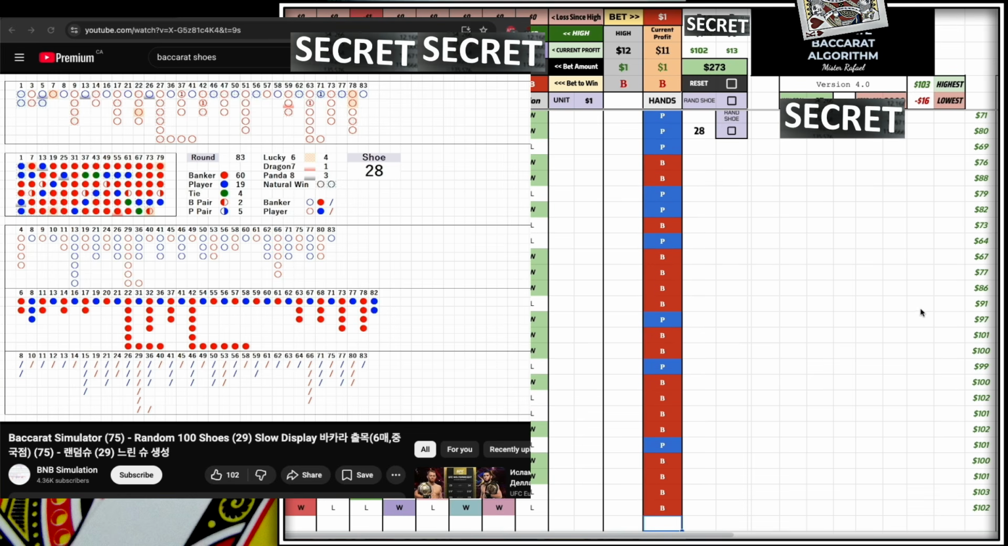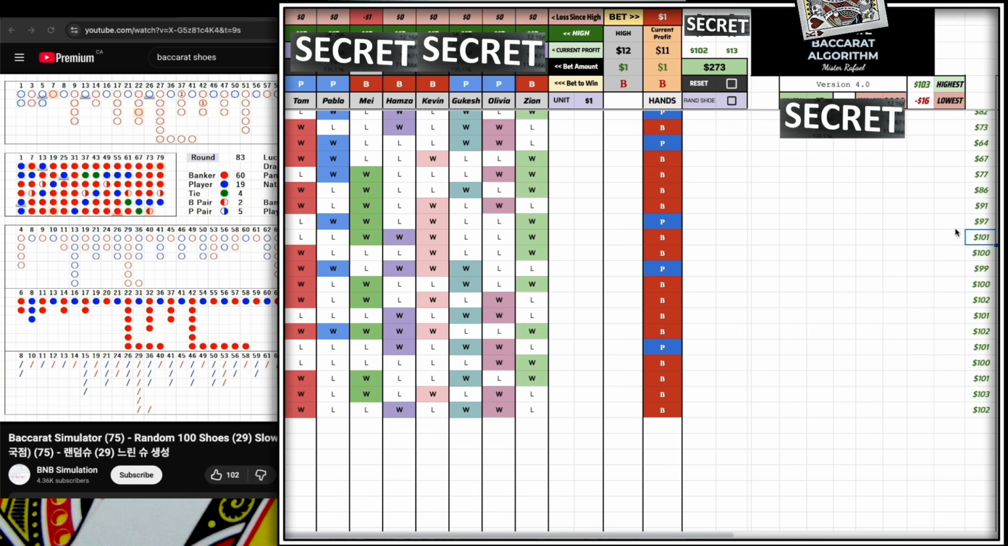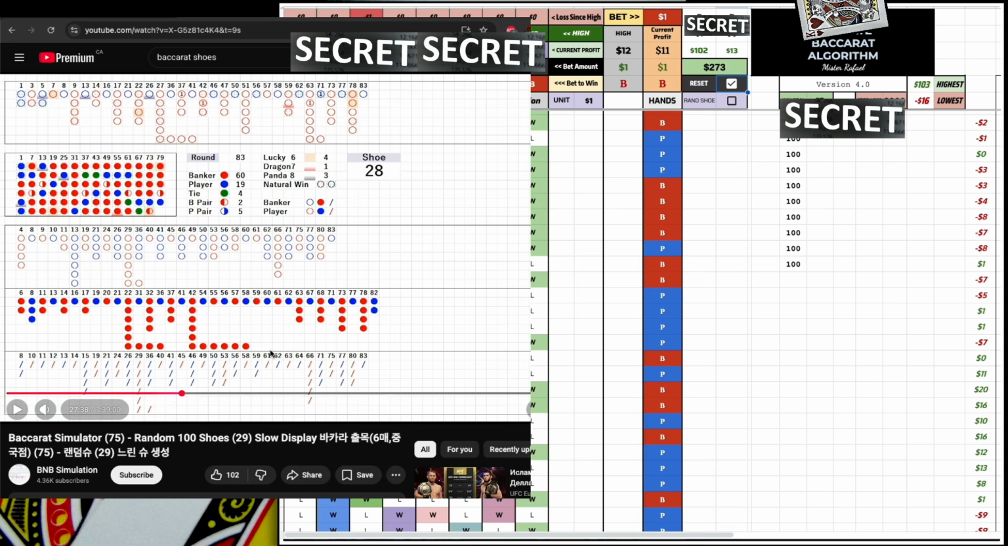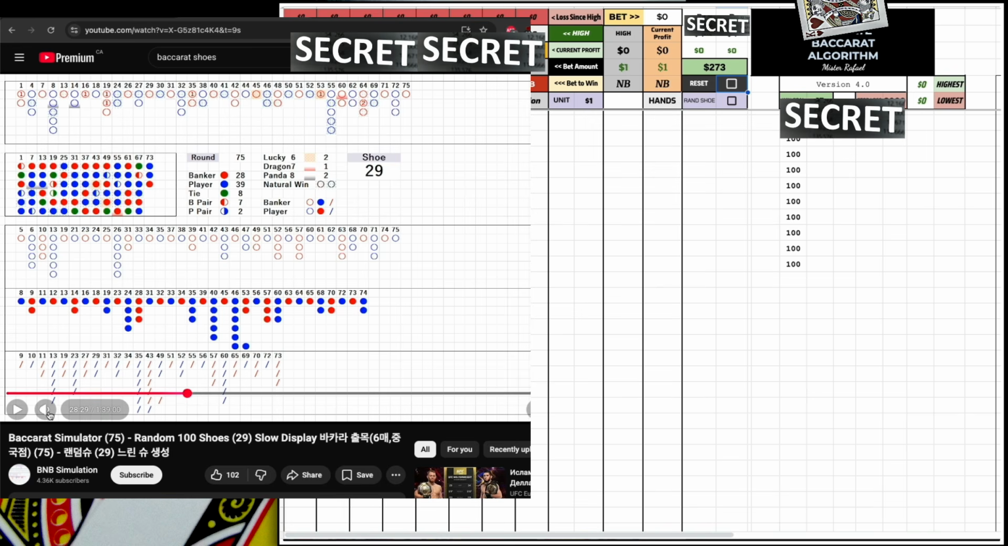Oh, I just noticed we hit the win goal of $100 right over here. Okay, so no need to continue. The drawdown was minus 16. Let's add another 100. Okay, beautiful. Move on to shoe 29. So 2 shoes needed once again. That is what I expect most of the time.